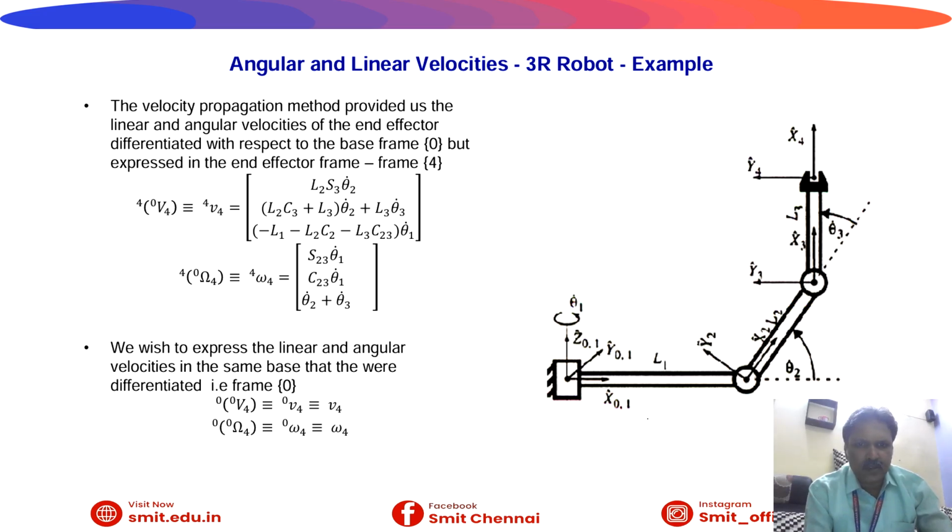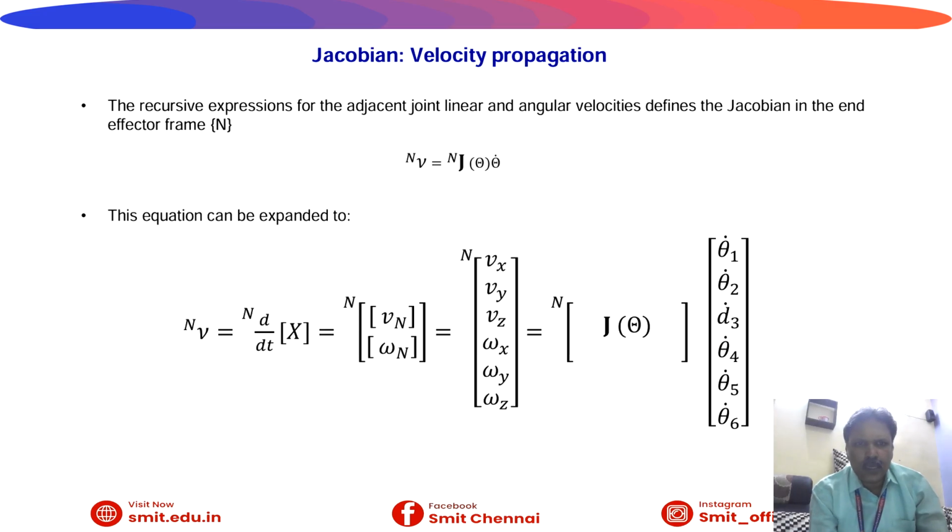Just like that we can write it in matrix form: L2 S3 theta dot 2, L2 C3 plus L3 theta dot 2 plus L3 theta dot 3, followed by minus L2 minus L2 C2 minus L3 C23 theta dot 1. Finally, we express the linear and angular velocity in the same base in which we differentiated, frame 0. Again, the expressions for the adjacent joint linear and angular velocity define the Jacobian in the end effector frame. We can write it like this, and the equation can be expanded.